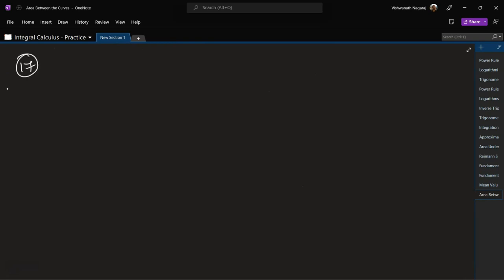And now let's change gears again. f(x) is equal to e to the power of x and g(x) is equal to e to the power of minus x in the interval minus 1 to 2. So we have to figure out the area between these two curves in this interval.